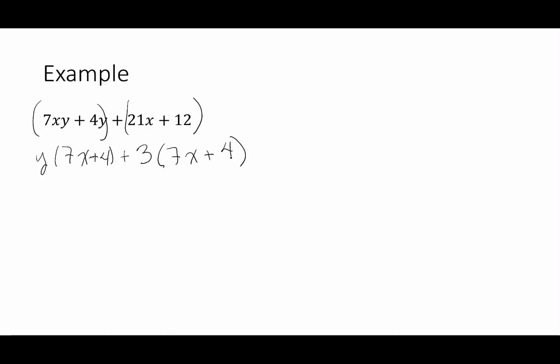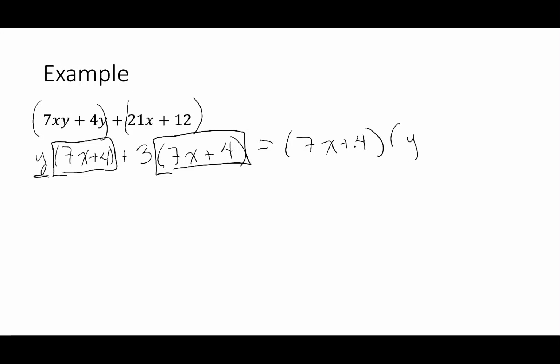Now this looks like our previous example. I have this binomial, 7x plus 4, that's common to both terms. Because it's the same for both, I can take it out. Then I look at what's left. I have a y, and then I have plus 3. Let's try that one more time.